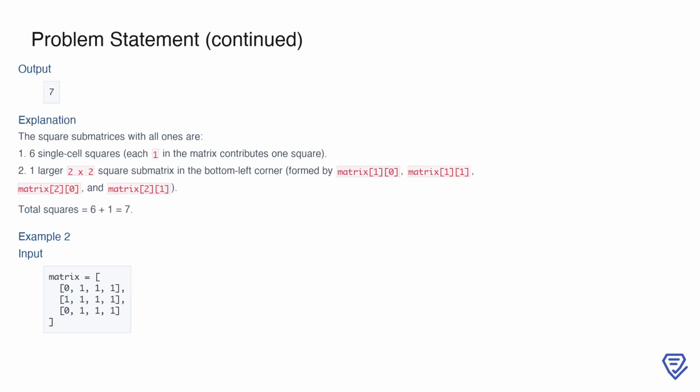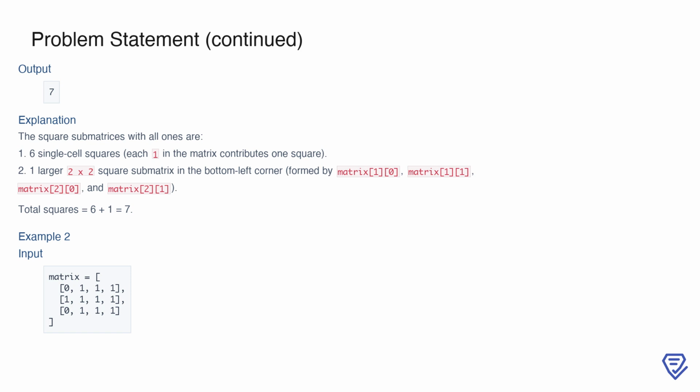Consider the first example, where the matrix is a 3 by 3 grid. The output is 7, and here's why. First, each individual 1 in the matrix contributes a 1x1 square submatrix. Counting these gives us 6 single-cell squares.